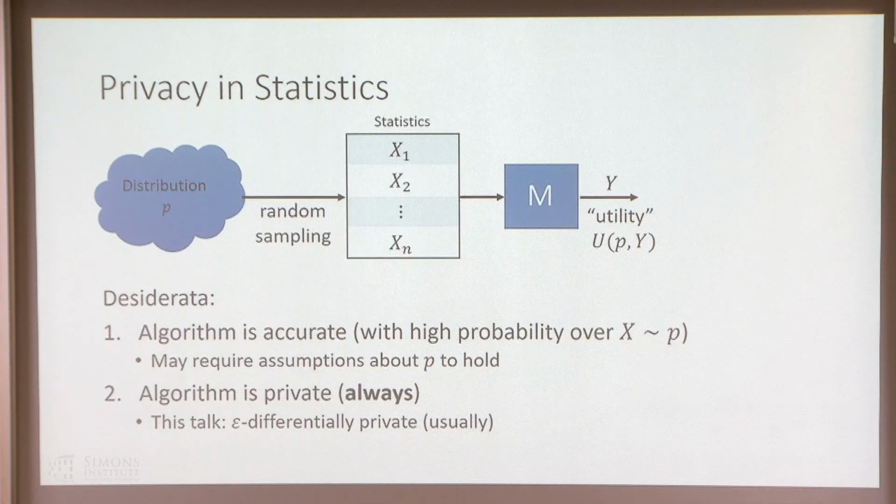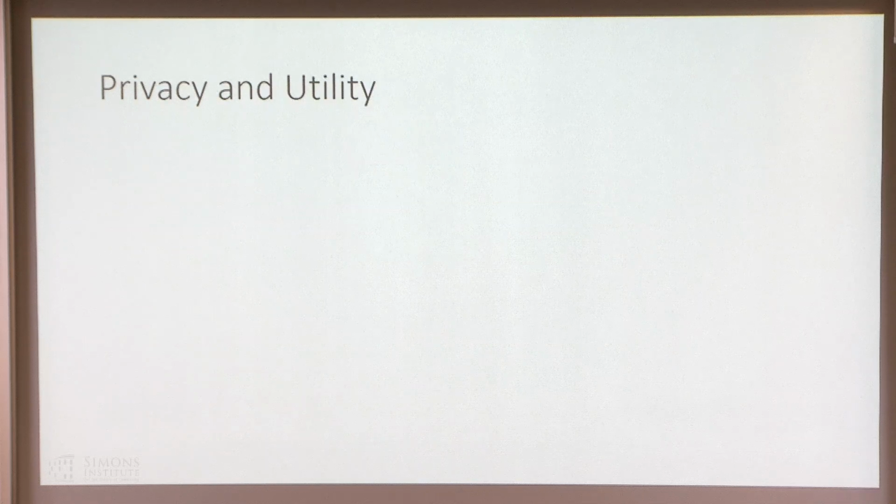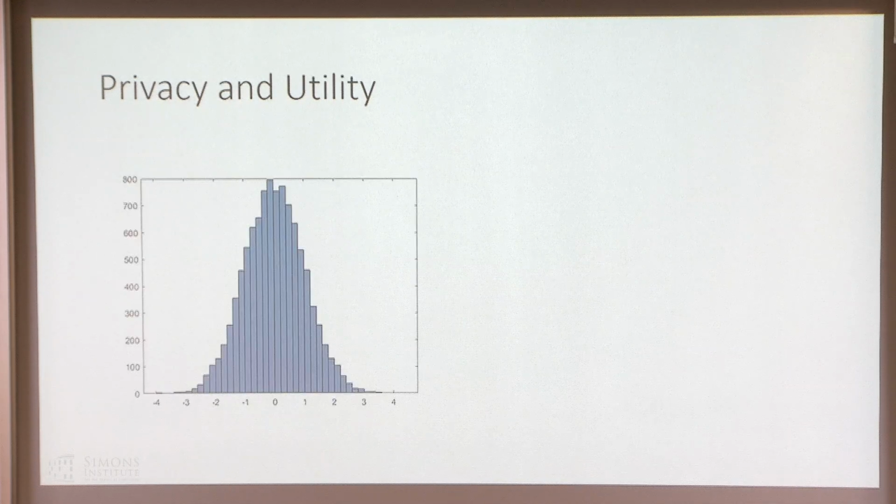But just to show you these two desiderata, the type of inputs and what might happen, imagine, for example, we want to run a private algorithm on some data which is Gaussian, in the sense that we assume the underlying distribution is Gaussian. So I generated some sample from a Gaussian distribution. In this case, we want our algorithm to be private, and we also want it to be accurate.